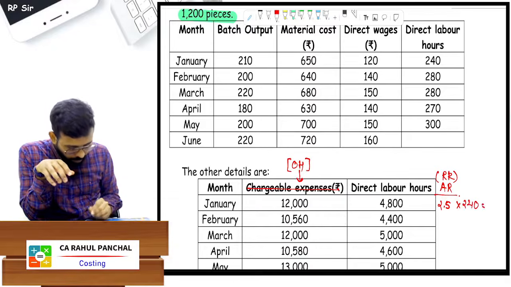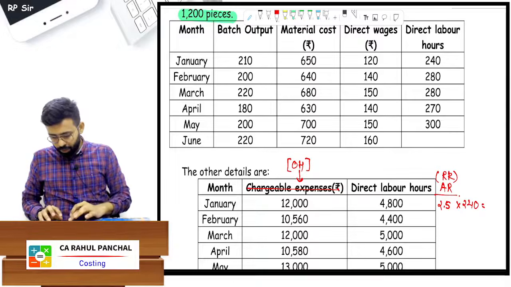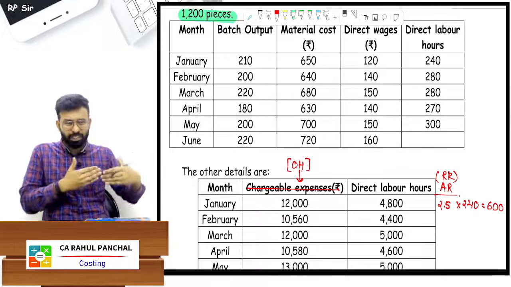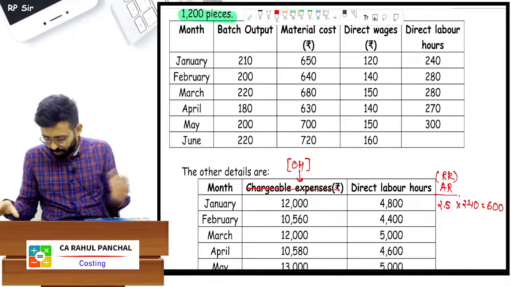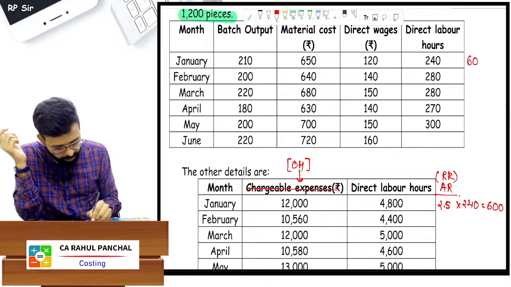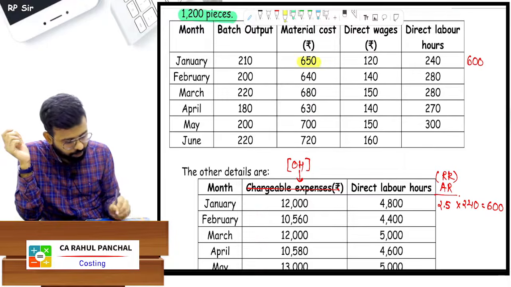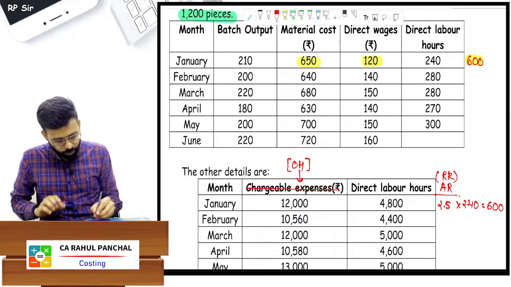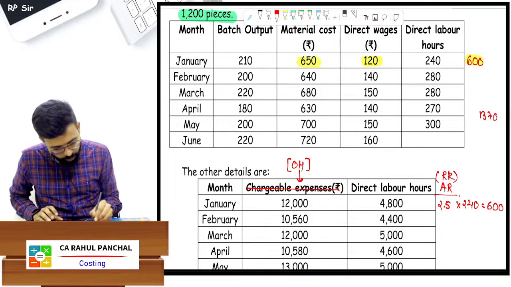Okay, so whatever answer you get, that will be, let us say, 2.5 into 240, that becomes 600. I am just showing with this, you have to present the way we have presented. You can change the presentation, there is no need to worry about that. So now your cost will be this 650, this and this. When you add this, you will get your total cost, that is 650, 120 plus 600. So your total cost will be 1370.